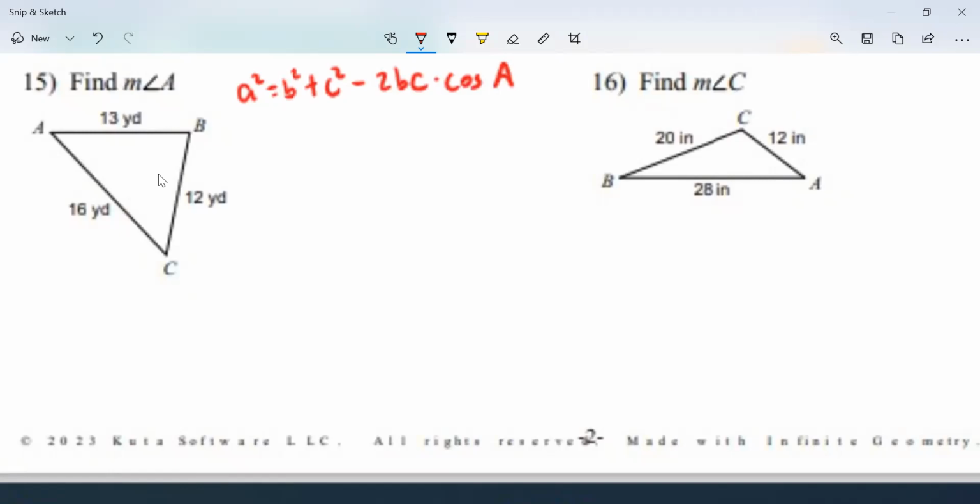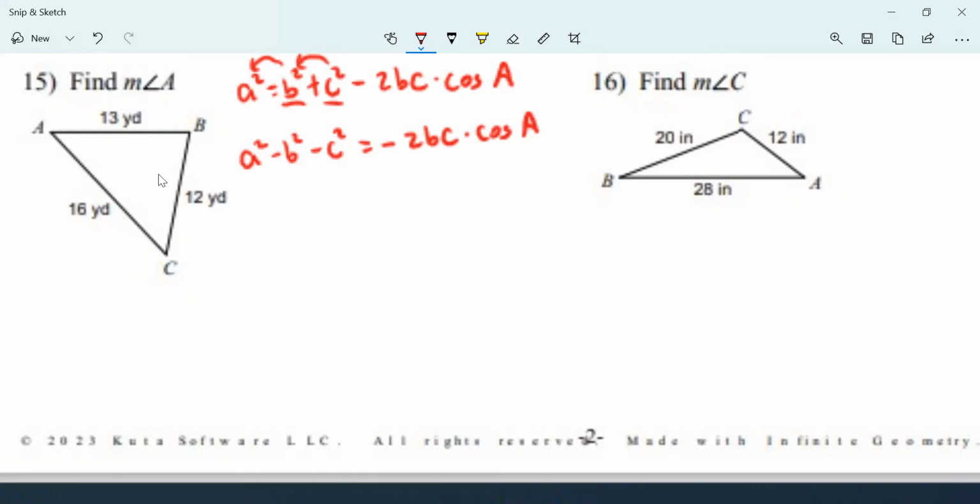Okay, before I type in the numbers that I know, let me create a formula here. My B squared and my C squared, let me move them to the left. So let me call this A squared minus B squared minus C squared is equal to negative 2 times B times C times cosine of angle A. I'm really trying to have angle A by itself. That's really what I'm trying to do.